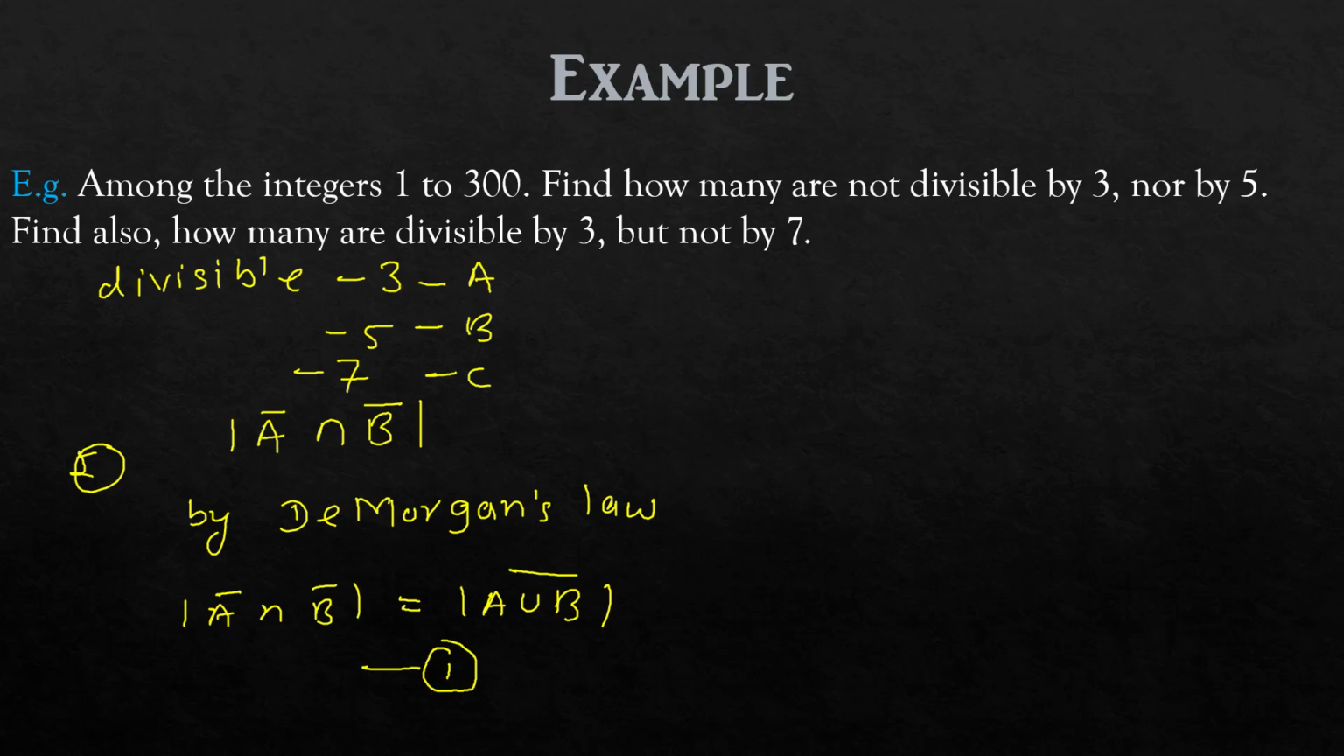Now by using the property of difference and the related property of difference and complement, that is, A complement is equal to what? U minus A. Therefore (A union B) complement is equal to what? Number of U minus A union B. This is equation number 2.